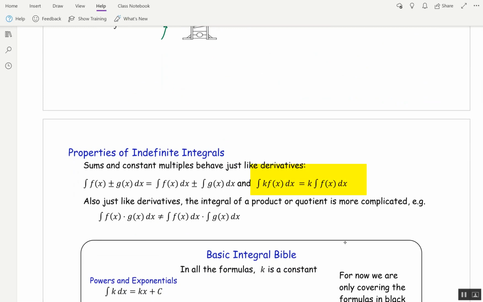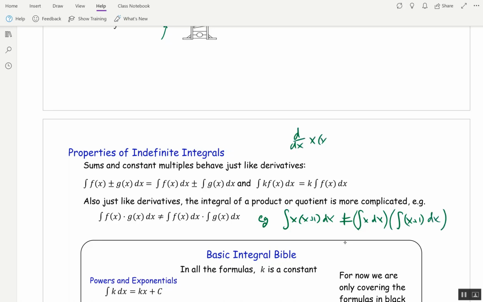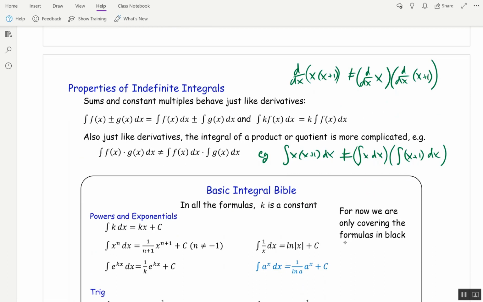Same with constants. Constants can come out of integral signs. But just like derivatives, you cannot integrate a product and get the product of the integrals. For example, the integral of x times x plus 1 dx is not going to be the integral of x dx times the integral of x plus 1 dx. Just like the derivative of x times x plus 1 is not the derivative of x times the derivative of x plus 1. We have the product rule for products, right? We have something similar for integrals, but we're not going to learn that for a while. So just be careful. You still could find this integral at this point in your life. You would just have to distribute, x squared plus x dx. And then you could actually find an antiderivative just by doing inspection.